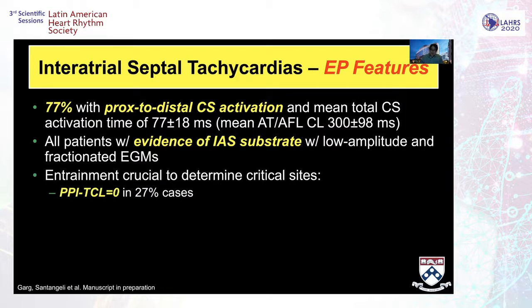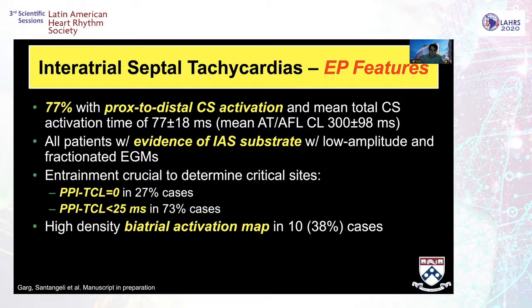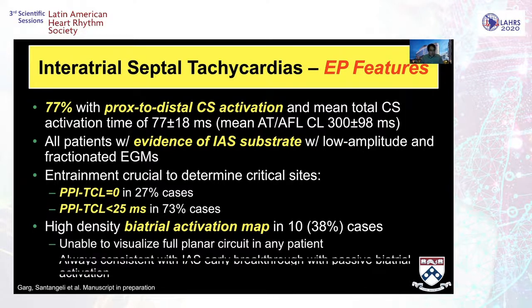In 27% of cases, we found perfect entrainment at the septal site, but in a large majority of cases, the PPI minus TCL was slightly longer than the tachycardia cycle length, within 25 milliseconds in 73% of cases. The remaining cases were between 25 and 30 milliseconds. High density biatrial activation map was performed in 10 cases, 38%, and it was unable to visualize the full circuit in any patients, and was always consistent with intra-atrial septal early breakthrough with passive biatrial activation.